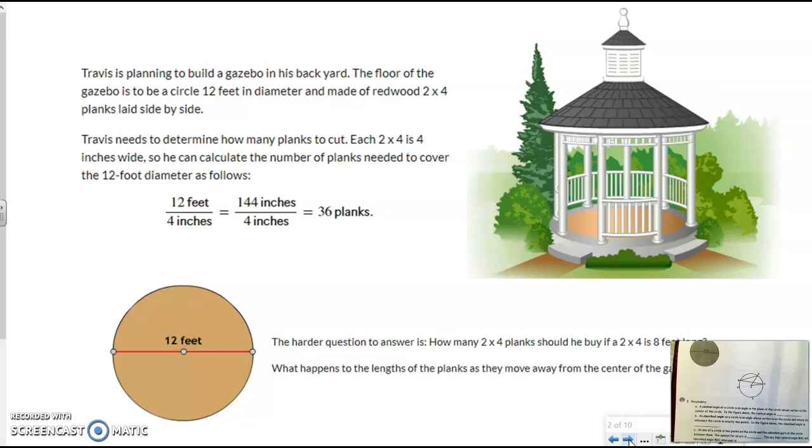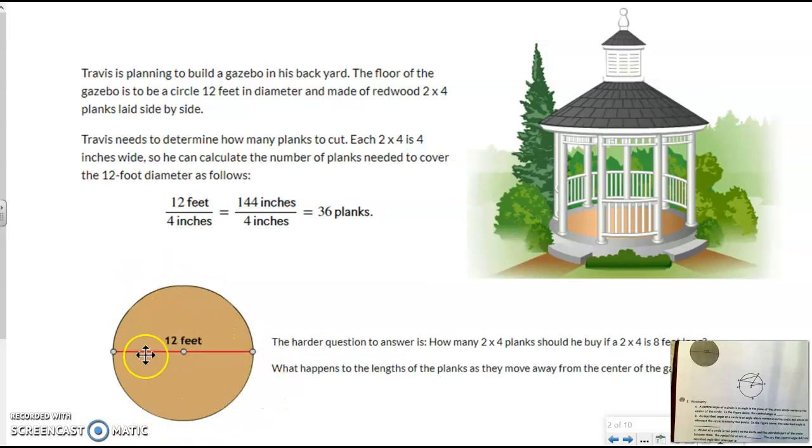Now, depending on the length of them, if he buys 12-foot sections, it would fit here. But what would happen to the planks as he moves out? They're going to get shorter and shorter and shorter. So he probably doesn't really need 12-foot sections. He could get away with 8-foot sections, because he's going to have a lot of leftover wood that he could use to fill in the gaps.